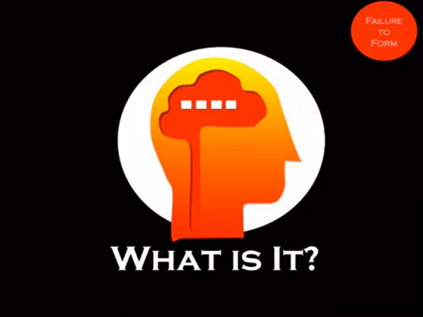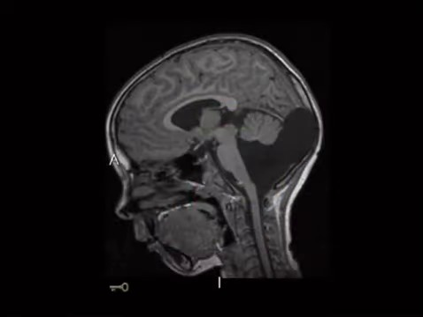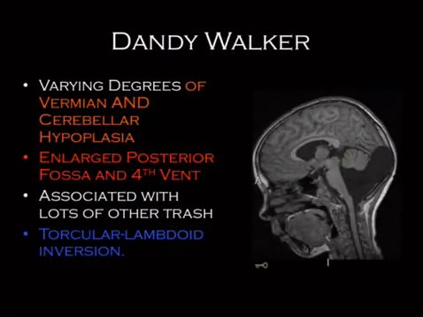All right, another failure to form. Another Ant Mini. This is a big CSF collection back here, and this is the so-called Dandy-Walker malformation. What you end up having is variable degrees of vermian and cerebellar hypoplasia. The most common presentation of a Dandy-Walker is actually increased intracranial pressure from hydrocephalus.